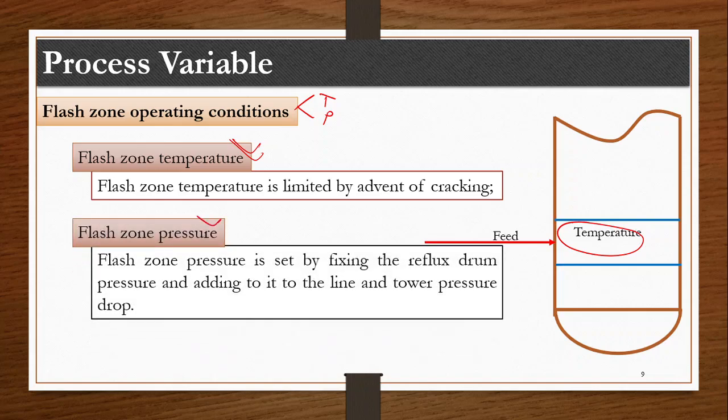As far as the flash zone pressure is concerned, flash zone pressure is set by fixing the reflux drum pressure and adding to it the line and tower pressure drop. So the total pressure drop we have to add, then find out the pressure at the flash zone. In this way we can find out the pressure in the flash zone, and we have to calculate it.